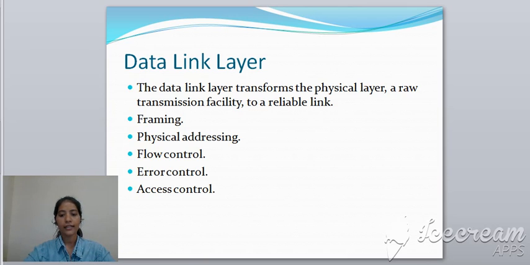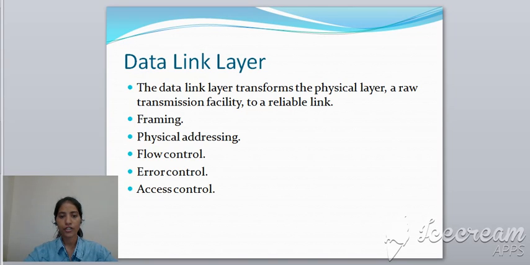Next function of data link layer is error control. The data link layer adds reliability to the physical layer by adding mechanisms to detect and retransmit damaged or lost frames. It also uses a mechanism to recognize duplicate frames. Error control is normally achieved through a trailer added at the end of the frame.